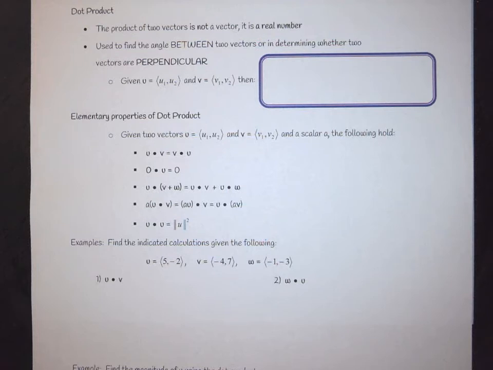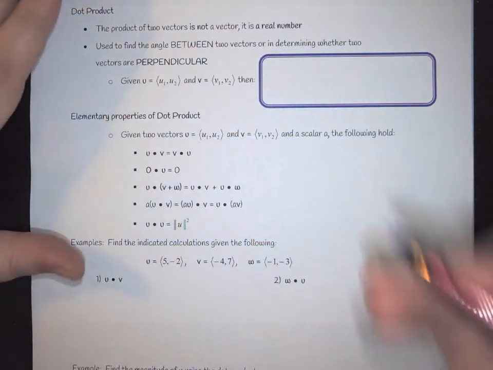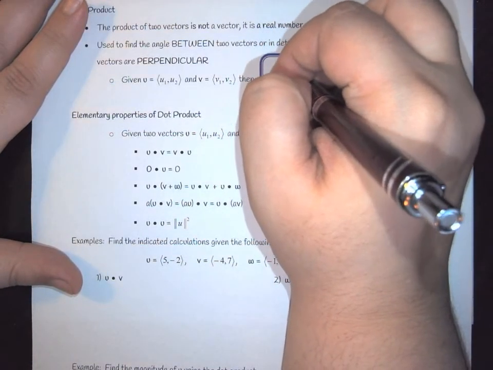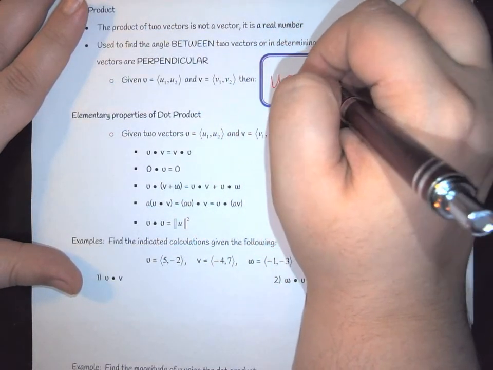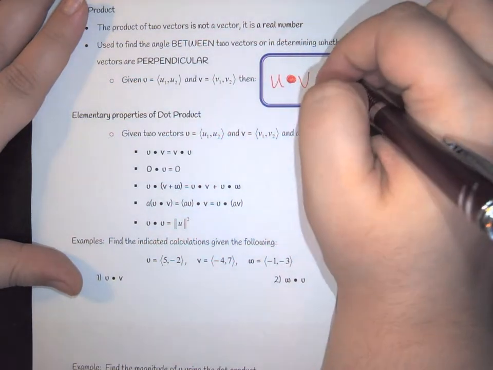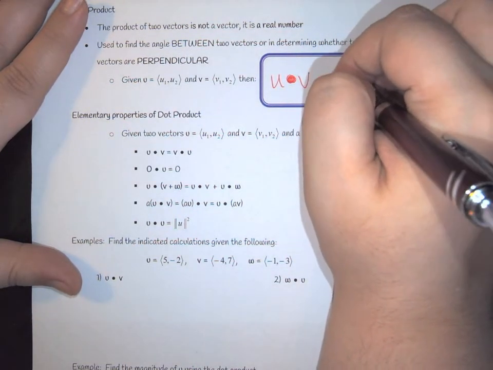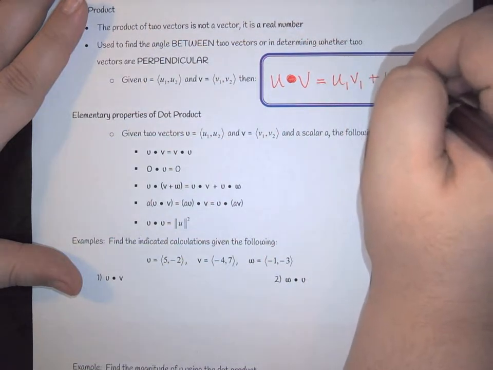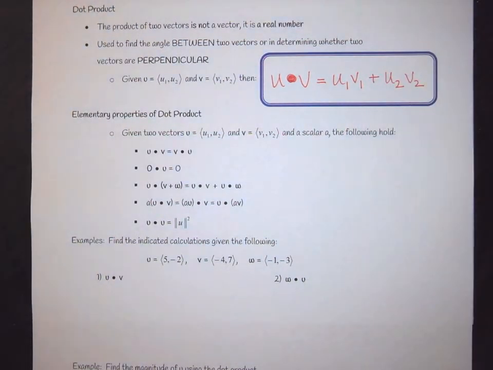So if we're given two vectors, then the dot product would be written as u dot v, which is going to essentially be u1 v1 plus u2 v2. So that is your formula that you are using. Now there are some different properties that we have along with the dot product.